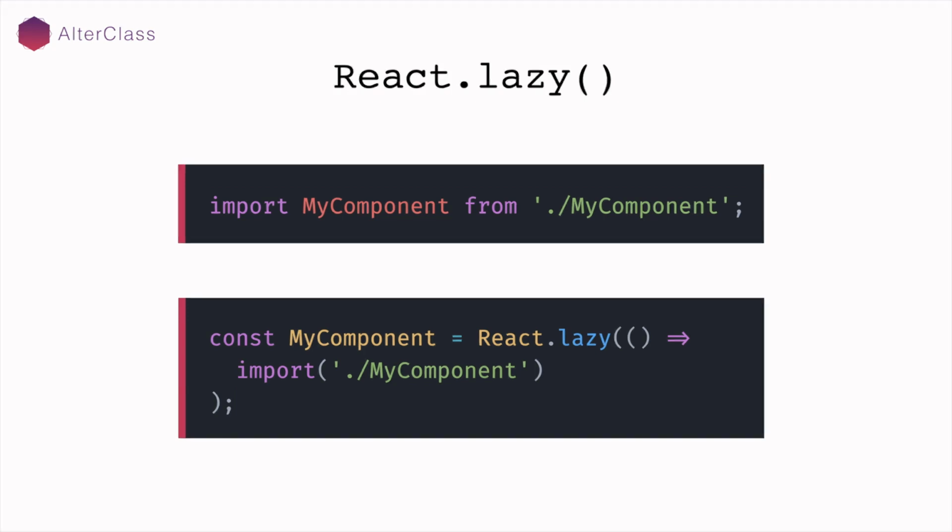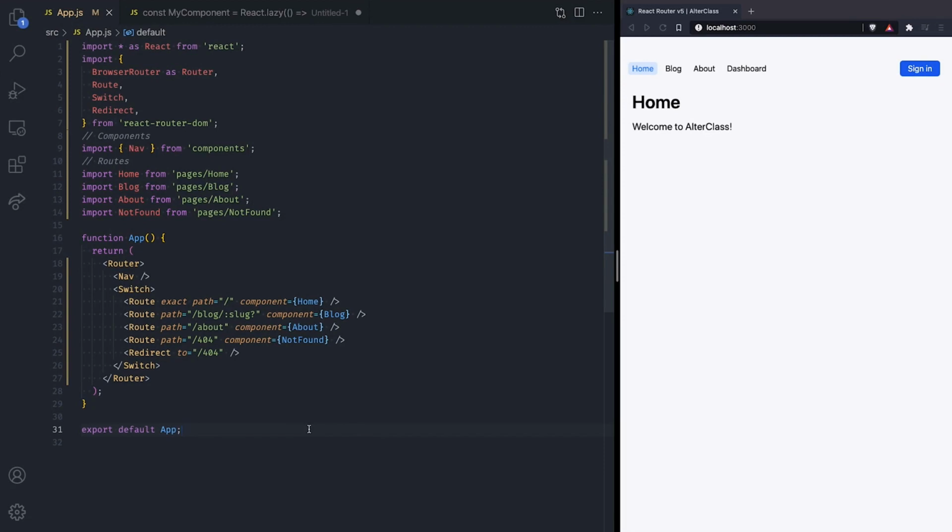Let's now take a look at some code so we can see how to set up route-based code splitting into our app using React Router and React.lazy.